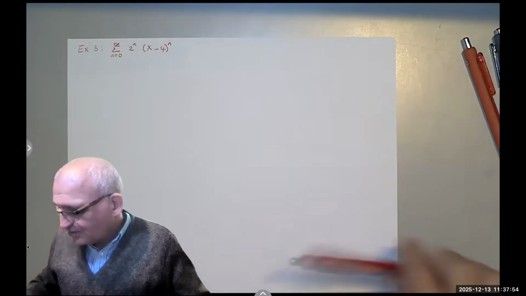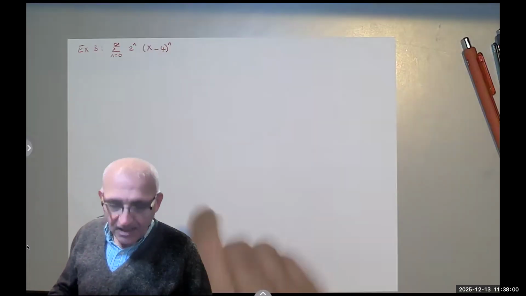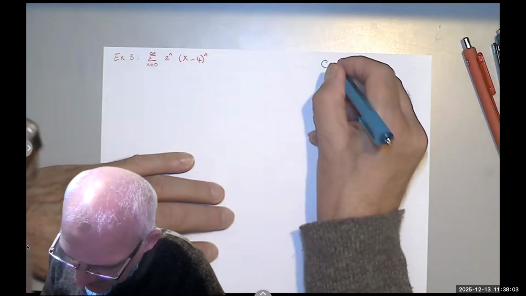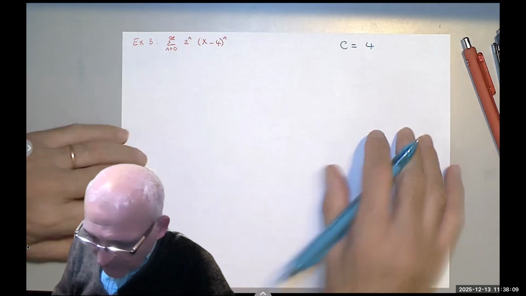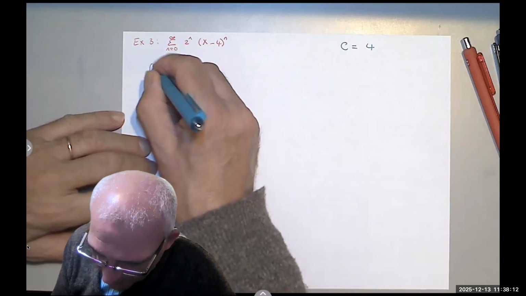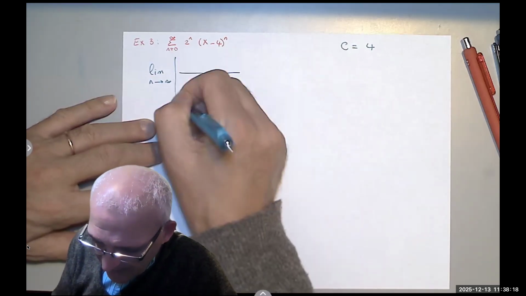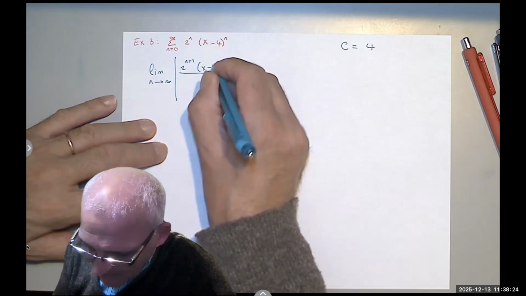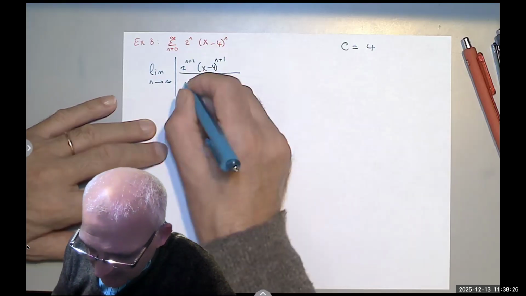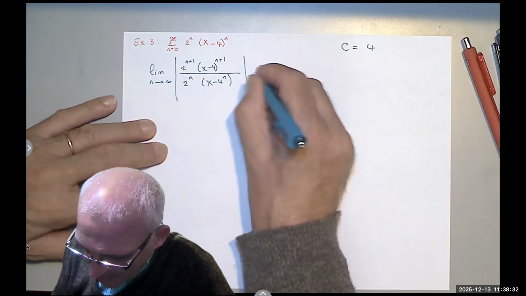The last example I prepared for you, or I got from you from online, is this. So we know here the center is 4. And then to find the radius of convergence and the interval of convergence, I do the limit comparison test where n approaches infinity. I take the limit of the next term, which is 2 to the n plus 1 times (x minus 4) to the n plus 1, divided by 2 to the n times (x minus 4) to the n, and I want the absolute value to be less than 1.